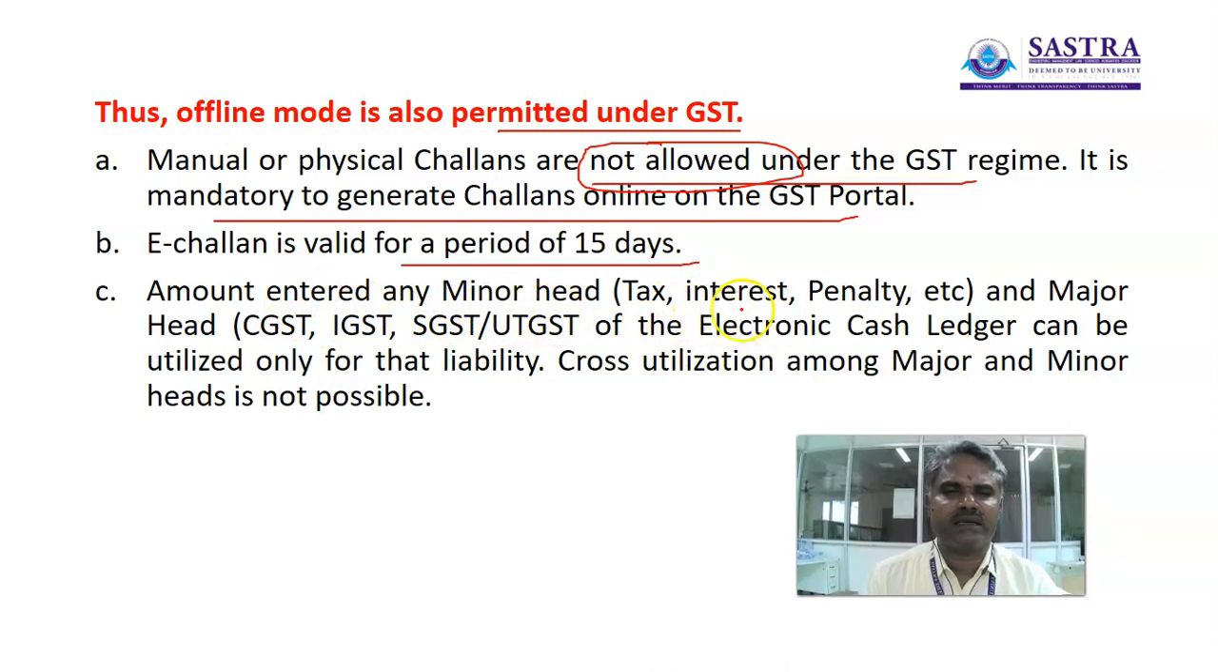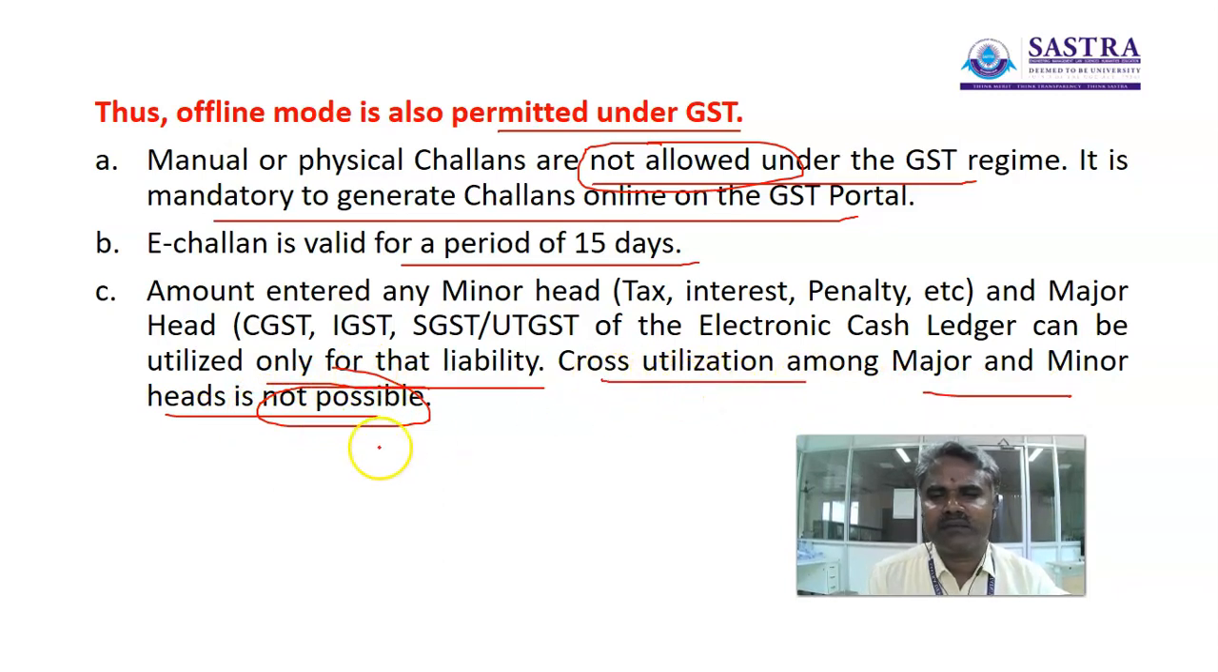Amount entered under any minor head, tax, interest, penalty, and major heads of the electronic cash ledger can be utilized only for the respective liability. Cross utilization among the major as well as minor heads is not possible. Either you have to use major for major and minor for minor. Okay, I mean payment through bank.